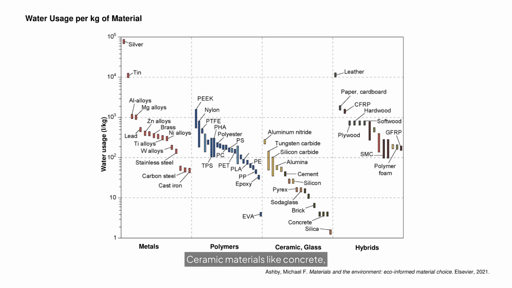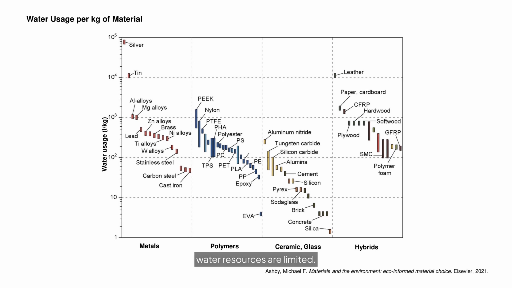Ceramic materials like concrete, brick, and glass require water as well, for example, mixing concrete or cooling molten glass. But generally, their water use per kilogram is lower compared to the metal or polymer groups. Composite materials will have varied water footprints depending on how their constituents are made. This chart emphasizes that managing industrial water use is important, especially in regions where water resources are limited.